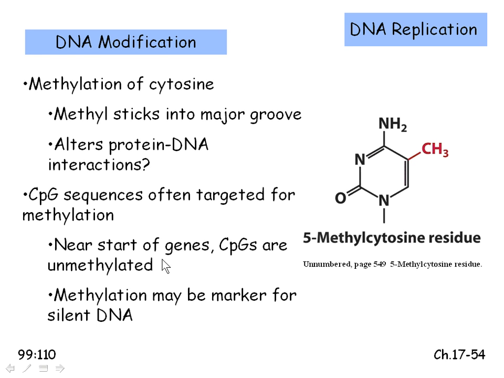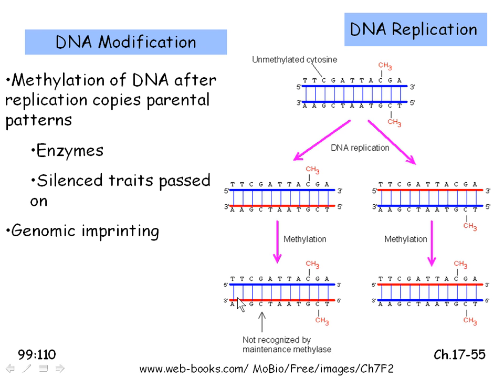And it turns out that this methylation may be a marker for silent DNA, because when the methylation is there, DNA is not as often transcribed. So modification of DNA also alters how often the DNA is transcribed, just like modification of the histone tails, or in a similar manner.